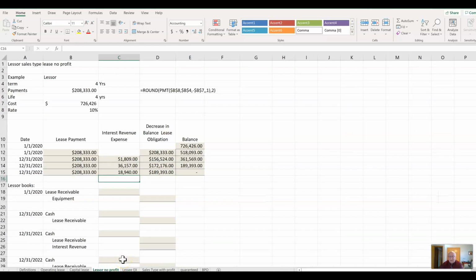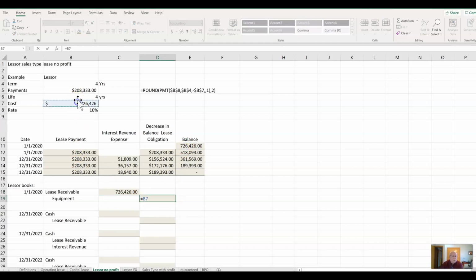Okay, so we don't have to change. We could just do it one time, just do the one chart. But this time, it's a little different. This is a sales type lease with no profit, because what the company did was buy the equipment to lease it out to somebody. They didn't build it. So the lease receivable is the 726. Equipment is the cost of the equipment, which is the same dollar amount, 726.